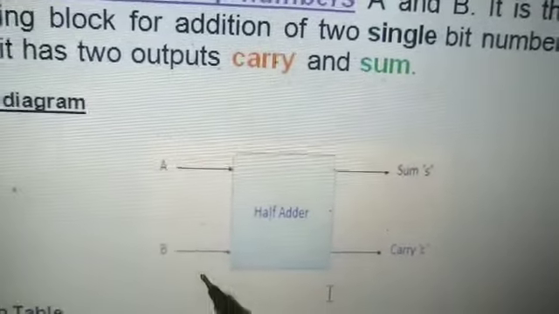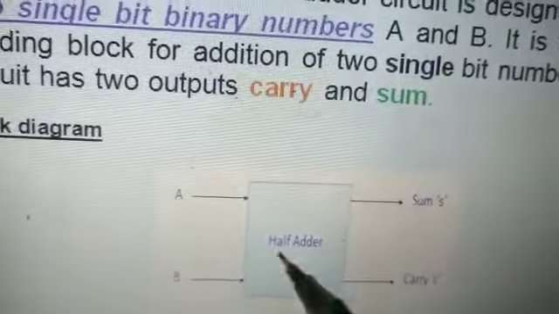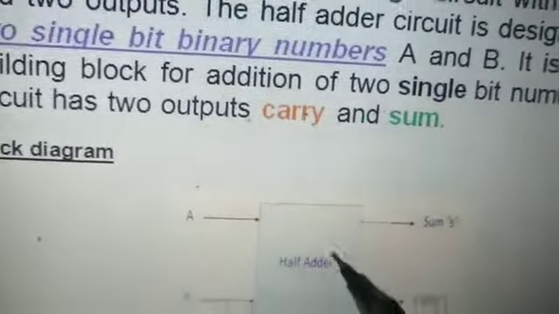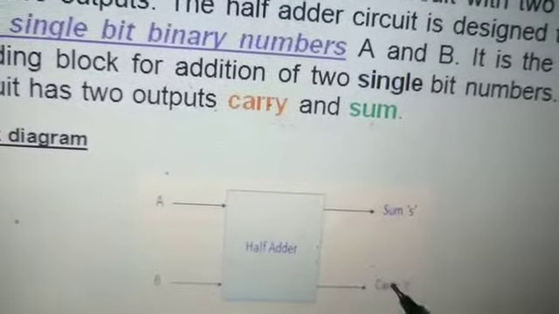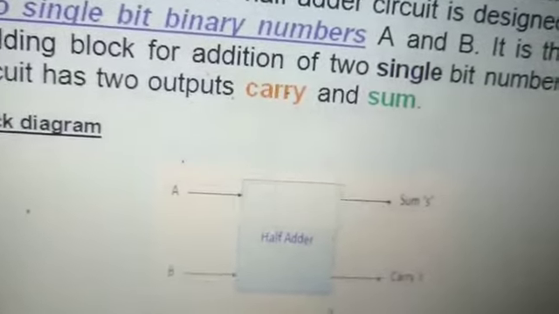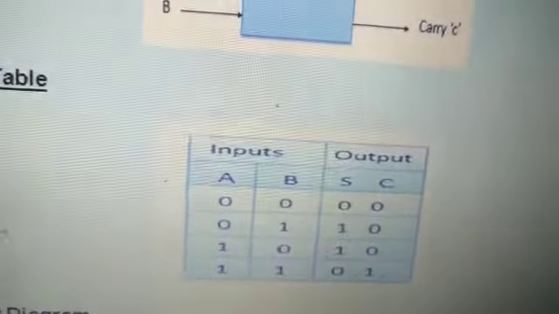You are passing the input A to the half adder and one single input in B. So what are we getting? We are getting sum as an output and carry as another output. Now I will explain this phenomenon with the help of a truth table.